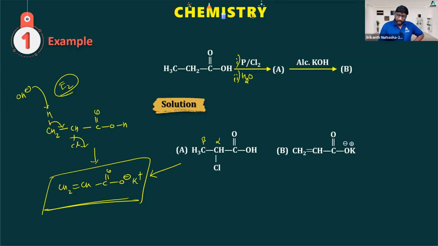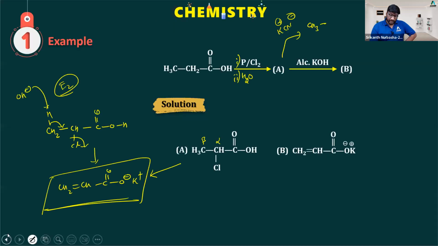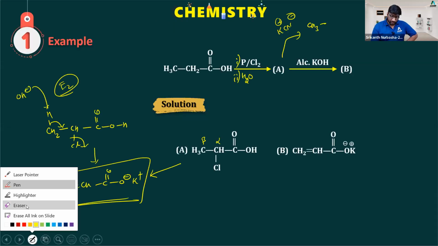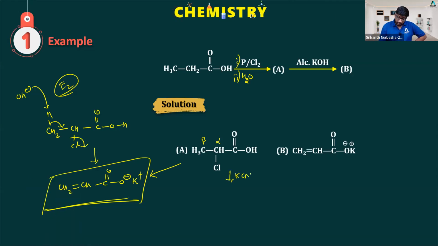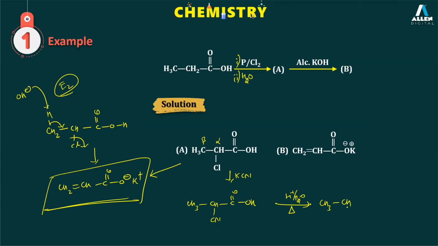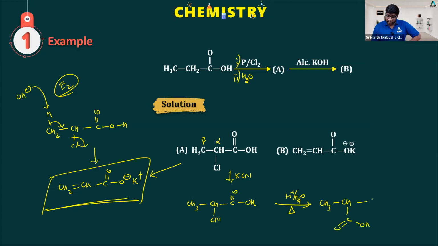So what happened? If you look at the first compound A, you treat compound A with KCN, students. K plus CN minus, you will get what? You will get CH3, CHCN, C double bond OH. You treat this with H plus in the presence of H2O upon heating. You have a cyanide. Acidic hydrolysis of cyanides will give what? CH3CH, C double bond OH, C double bond OH. So we have produced dicarboxylic acids or not?